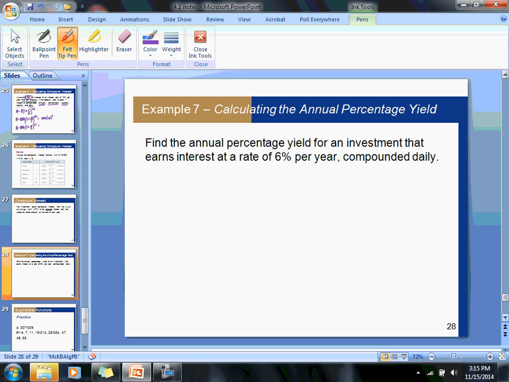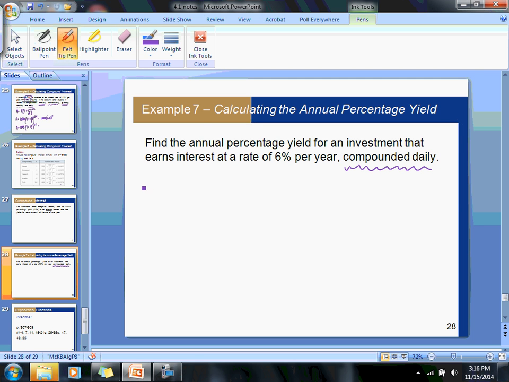Okay, so we're still going to use that same formula that we've been using. The formula is not changing. It's just the way that it's written. Here it's going to say that it's compounded daily. Okay, so we're going to find the annual percentage yield for an investment that earns a rate of 6% per year. Okay, so find the annual percentage yield.